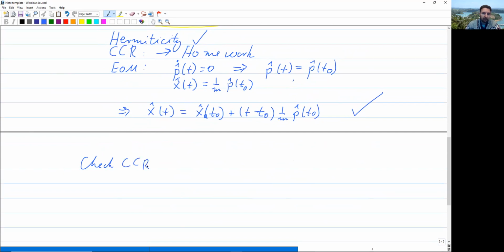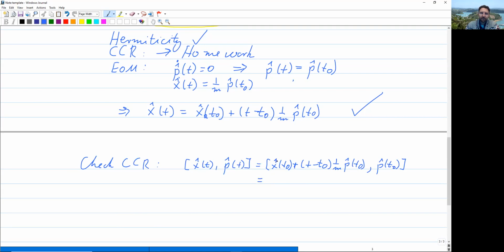Check CCR. Let's check the canonical commutation relations. And for that, we just have to put this in here: x hat of t, commutator with p hat of t, is what? Well, it is the commutator of x hat of t naught plus (t minus t naught) times, that was our solution, remember, 1 over m p hat of t naught, commutator with p hat. But p hat is actually constant in time, so we can right away write down here p hat of t naught.